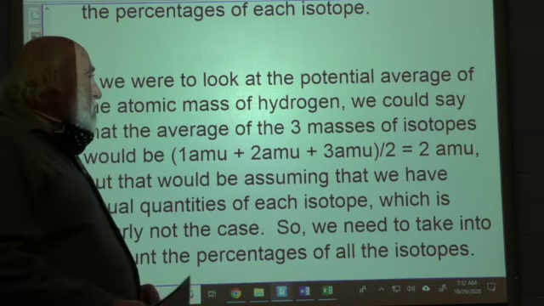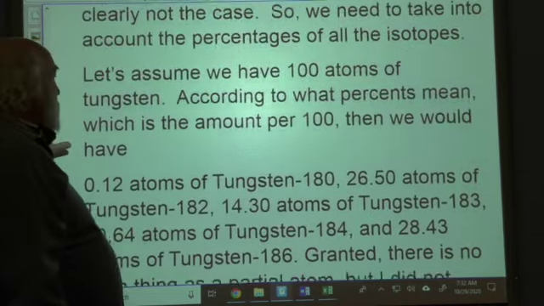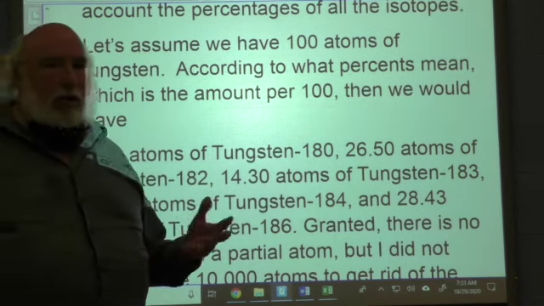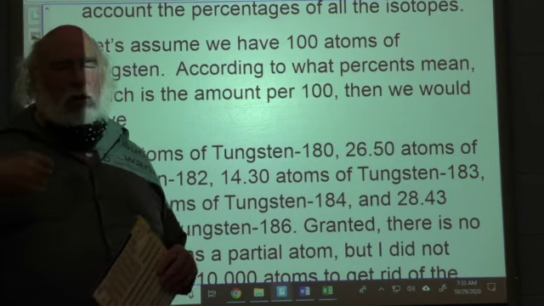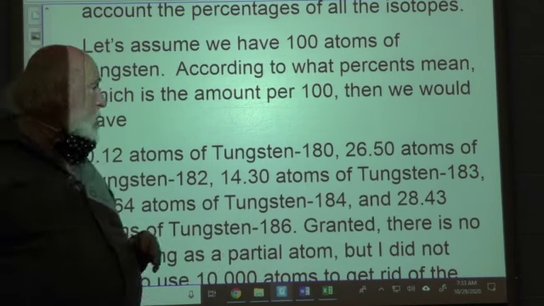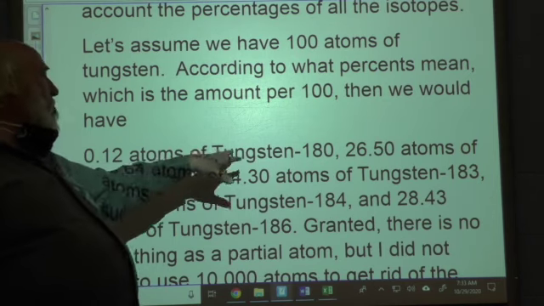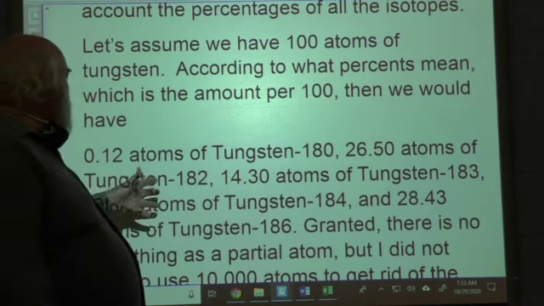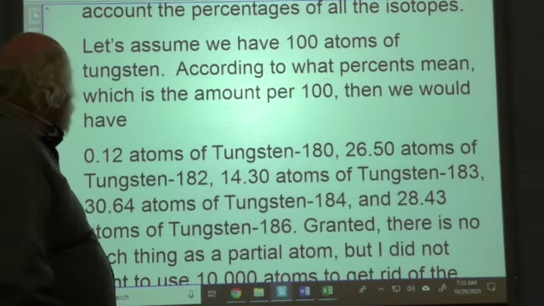Okay? But that would be assuming that we have equal quantities of each isotope, and that's not the case. So the way that we go about doing this is by taking an assumption, because we're dealing with percent, and the word percent means divide by 100 or compare to 100. We're going to assume we have 100 atoms of tungsten. And that means we have 0.12 atoms of tungsten 180 for the 0.12%, 26.50 atoms of tungsten 182 for the 26.50%, and on and on as I described.